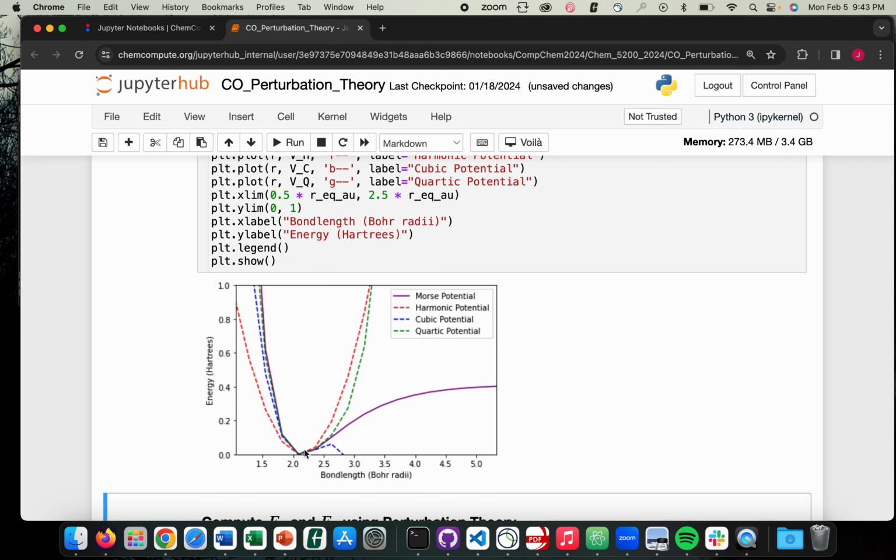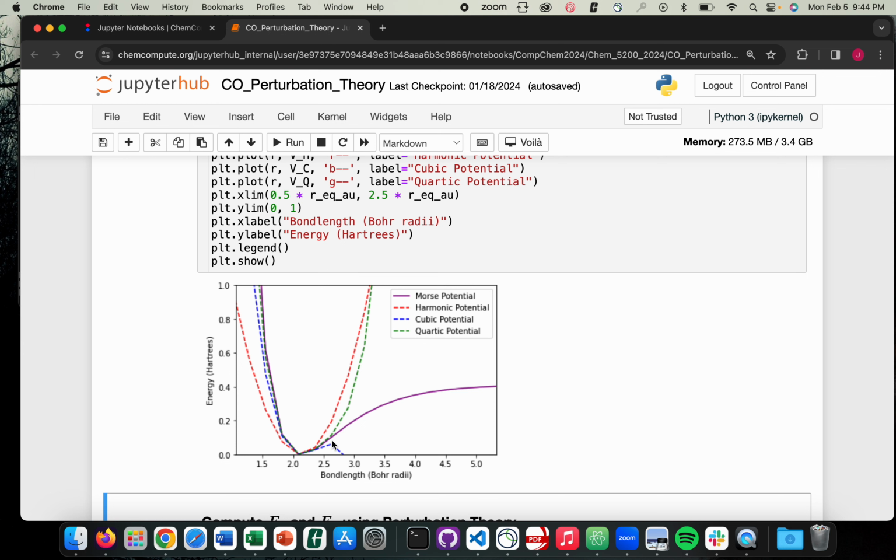So the two are not so bad near equilibrium, but as I start to stretch, the harmonic goes up too rapidly compared to the anharmonic potential. And as I compress, it goes up too slowly, okay? The cubic, on the other hand, looks pretty close, except it starts to turn over and become negative as I displace, right? That's that cubic behavior kicking in. But the quartic potential can correct me back up towards the anharmonic or the Morse potential a little bit better.